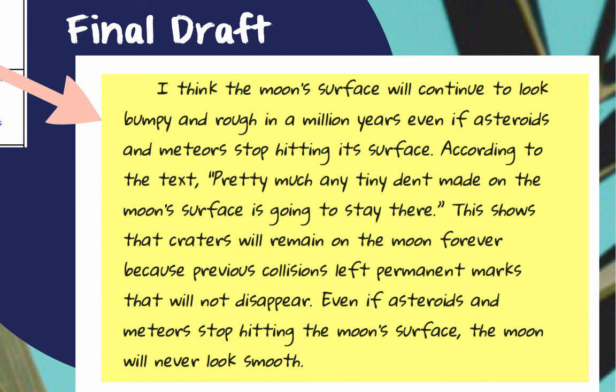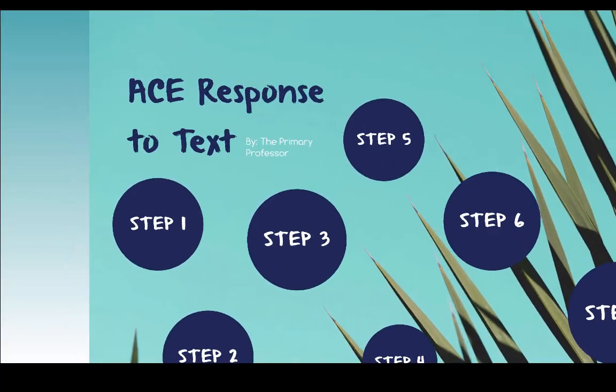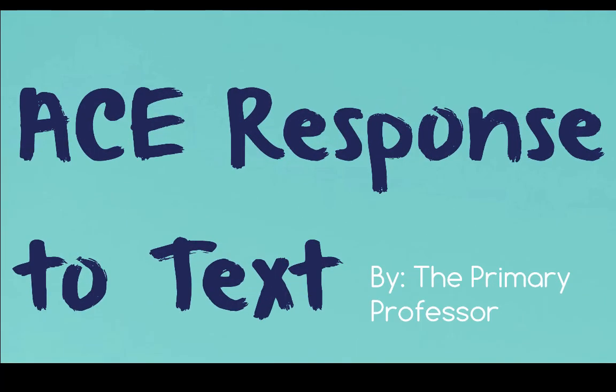According to the text, pretty much any tiny dent made on the moon's surface is going to stay there. This shows that craters will remain on the moon forever because previous collisions left permanent marks that will not disappear. Even if asteroids and meteors stopped hitting the moon's surface, the moon will never look smooth. So here I have my complete response to text, and now you have learned how you can also ace response to text.